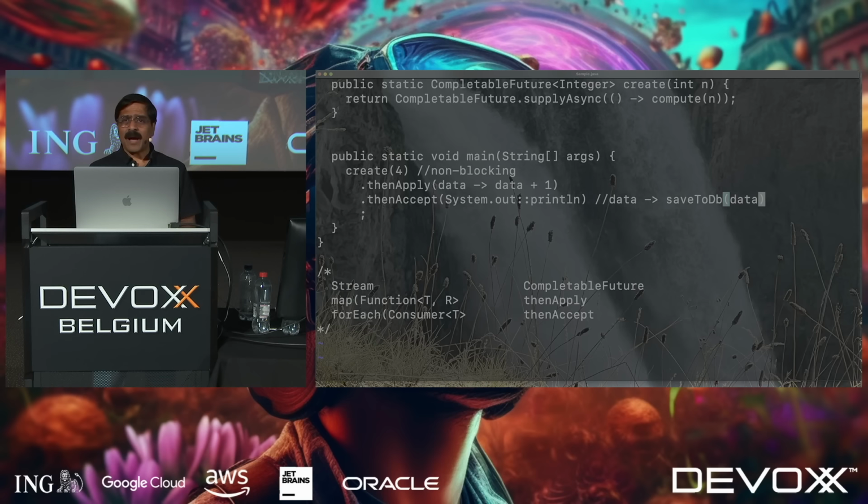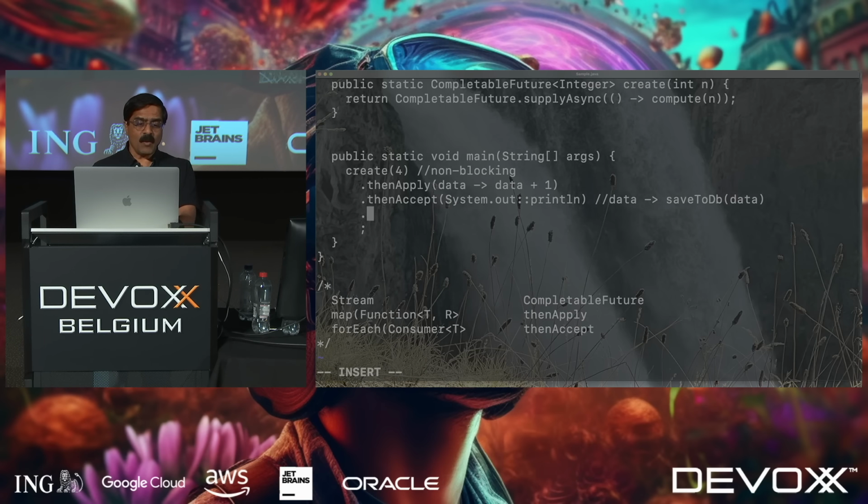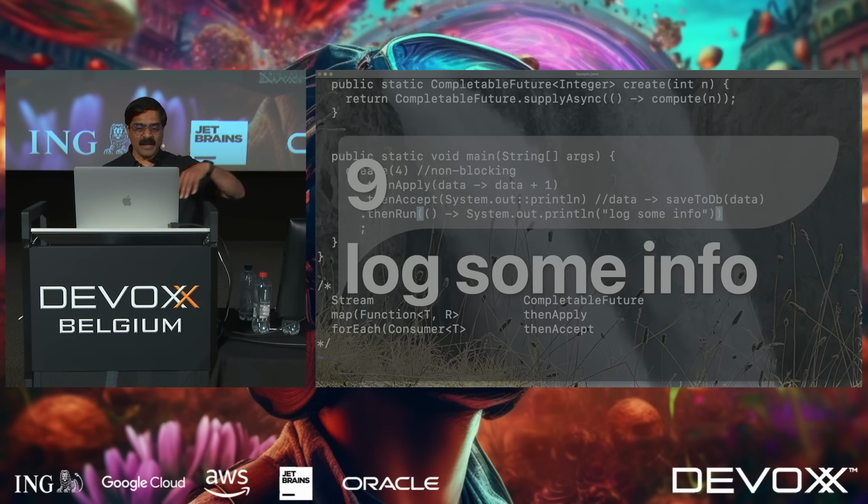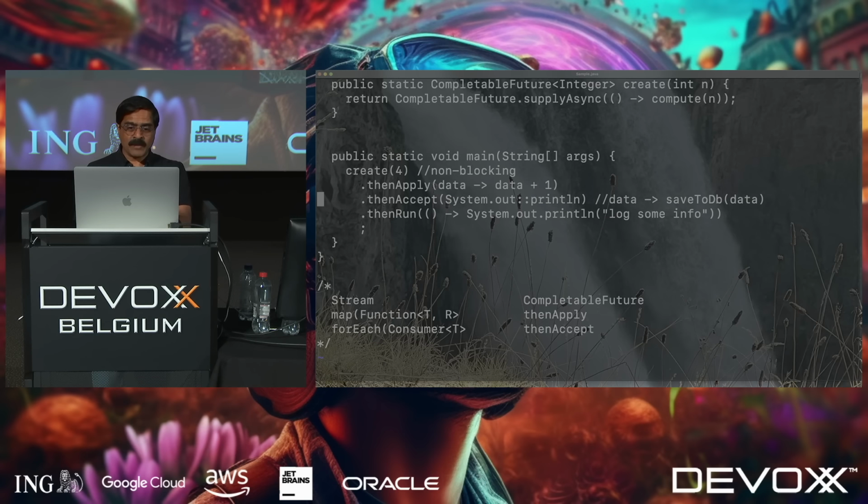But then you say, yeah, but sometimes, but not all the time, I want to be able to vary this very nicely. I want to do one more operation. I want to maybe do a log, right? I want to log the end of this operation. How do you do that? You can come back here and say thenRun. The thenRun says, I'm not going to take any data, but I'm going to log some info, right? So you can do a logging right there in the end. When you run the code, it says 9 and then logs some info. This 9 comes from this line and the log info comes from here.